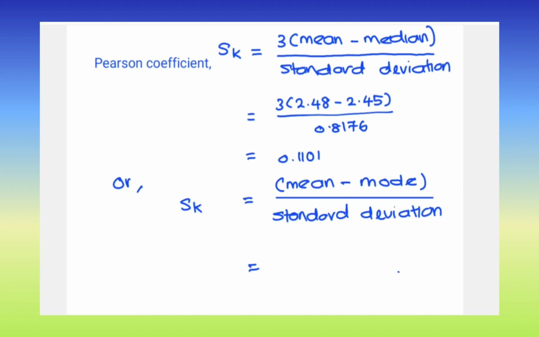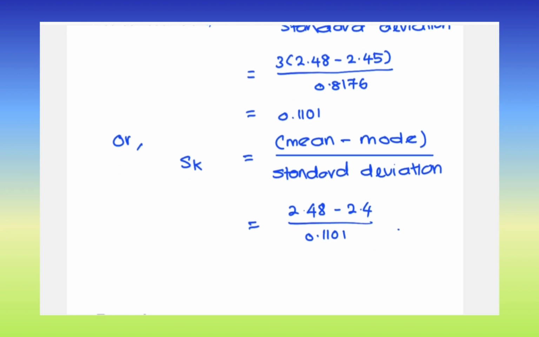Or we can use the other formula to find the Pearson coefficient, which is mean minus mode over standard deviation. So just substitute the values. Mean is 2.48 minus mode 2.4, and divide by standard deviation 0.8176. Okay, and we will have the answer here is 0.0978.